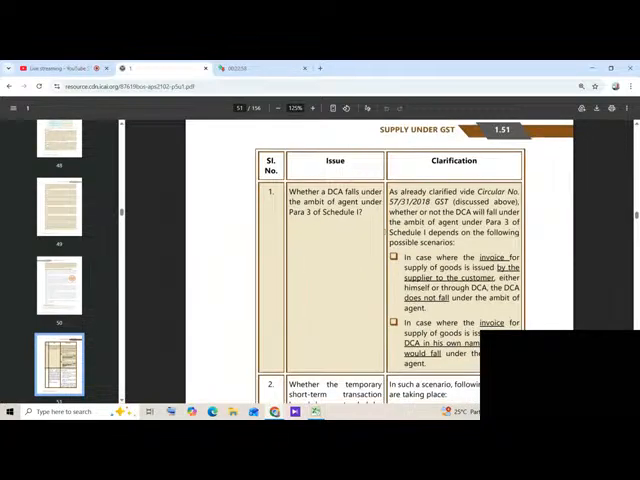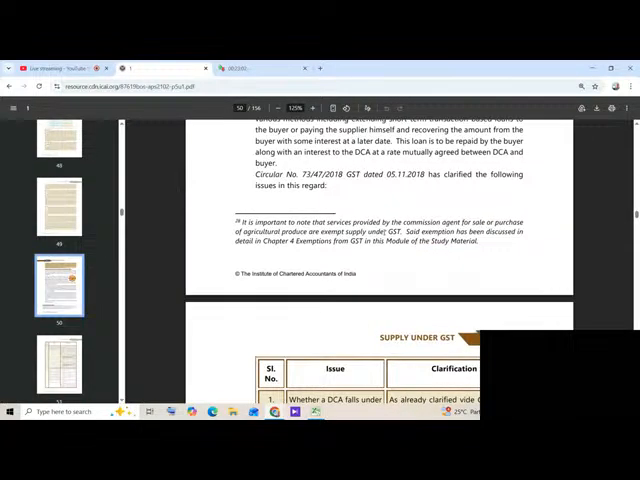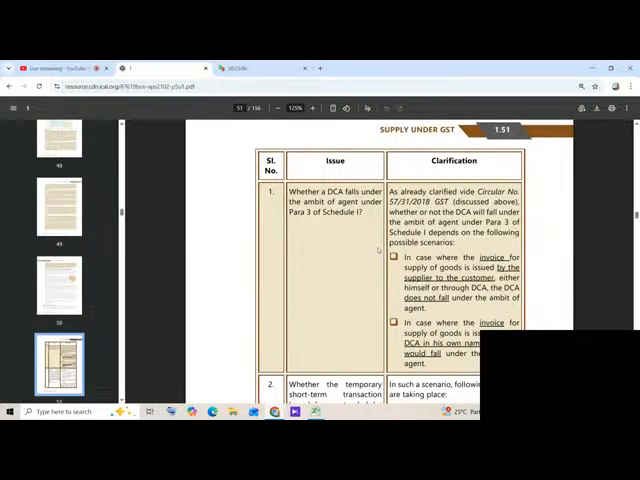So, what is the issue here and what's the clarification given by the notification number 7347 dated 2018? Whether a DCA falls under the ambit of agent under Para 3 of Schedule 1, as clarified already in White Circular 5731, depends on the following possible scenarios. In case where the invoice of the supply of goods is issued by the supplier to the customer, either himself or through DCA, the DCA does not fall under the ambit of agent. In case where the invoice for the supply of goods is issued by the DCA in his own name, the DCA would fall under the ambit of agent.